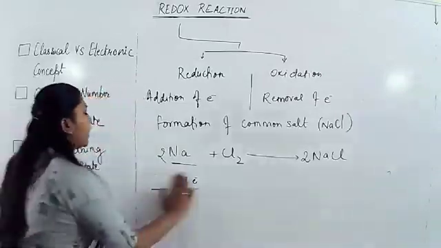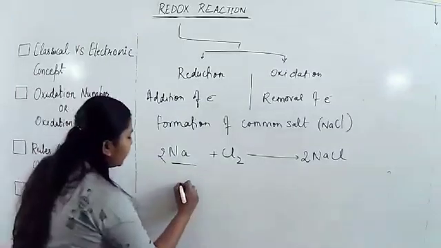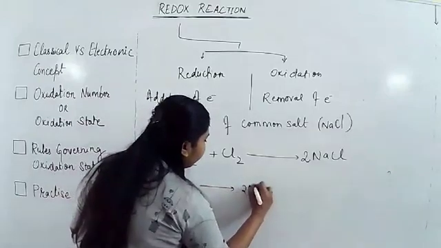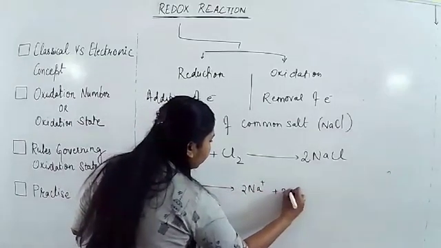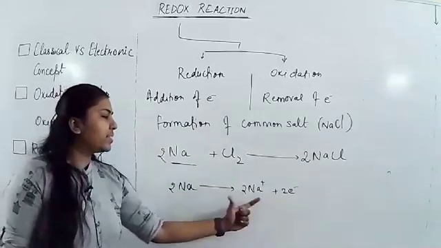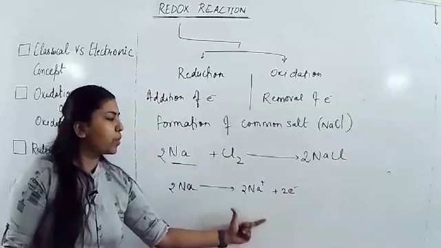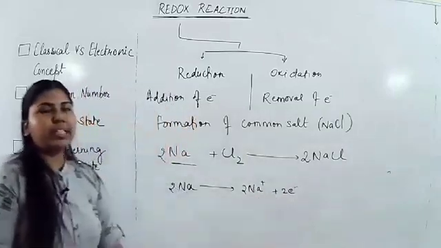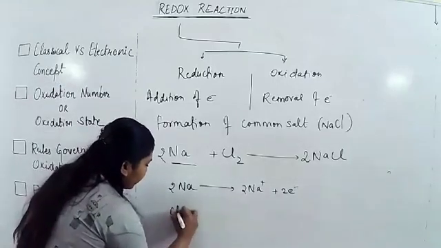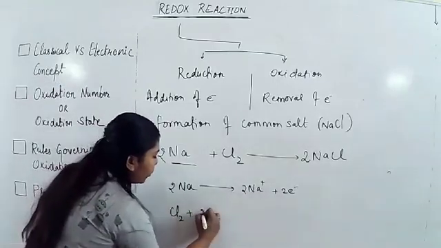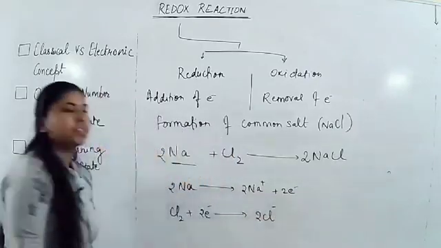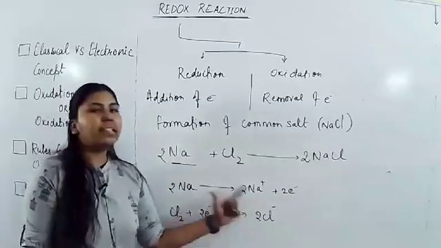So I can write this as sodium releasing electron and getting ionized. Here I get the cation Na plus, and the electrons are free now. These electrons are consumed by whom? Chlorine, obviously. So Cl2 plus these 2 electrons are added, and I'm getting 2 chloride anions, isn't it? These are the half reactions.